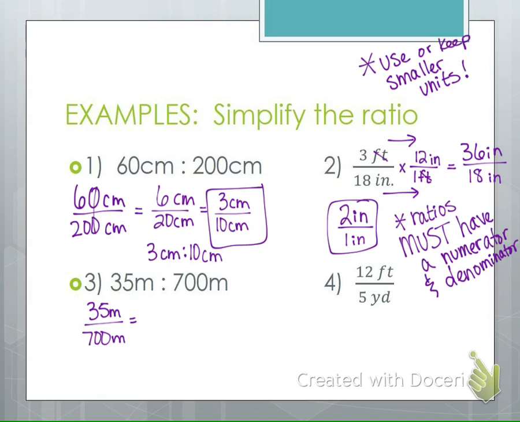35 divided by 7 is 5. And 700 divided by 7 is 100. So then we have to decide, is this it, or can we simplify some more? We can simplify some more because these are both divisible by 5. 5 divided by 5, 1. 100 divided by 5 is 20. Again, keep both your top and your bottom. Also keep your units.